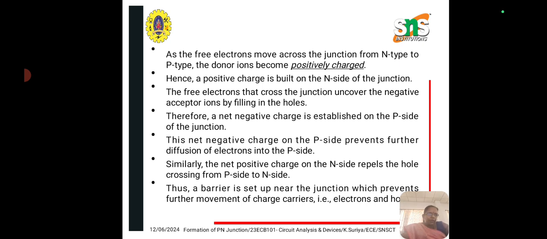The net negative charge on the p side prevents further diffusion of the electrons into the p side, and the net positive charge on the n side repels the holes crossing from the p side to the n side. So a barrier is set up near the junction which prevents the further movement of charge carriers. Due to this space charge region on either side of the junction, an electric field with the direction from positive charge towards negative charge is developed. Due to this electric field, an electron on the p side of the junction moves to the n side of the junction. This motion is termed drift. Here we see that the direction of the drift current is opposite to that of the diffusion current.